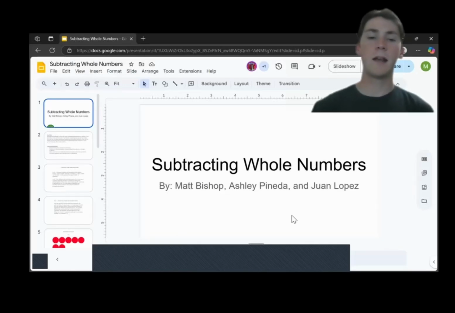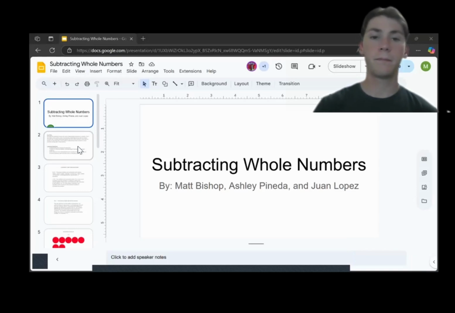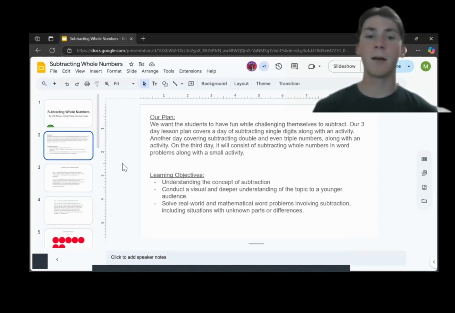Hello class. Today we will be going over how to subtract using whole numbers. Our plan is that we want the students to have fun while challenging themselves to subtract.